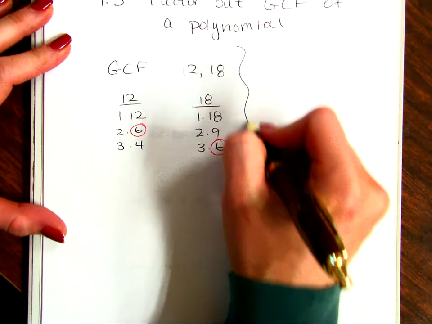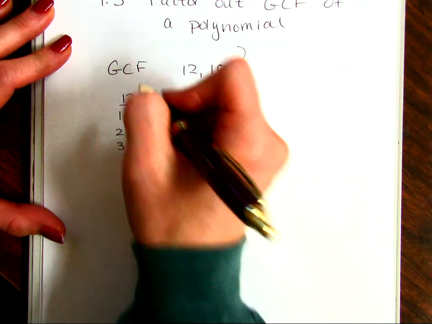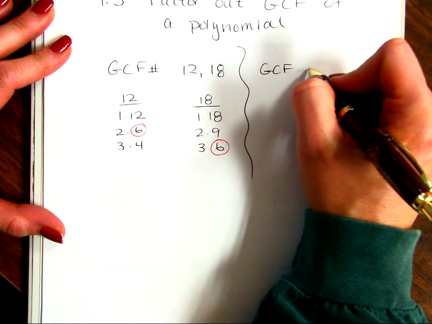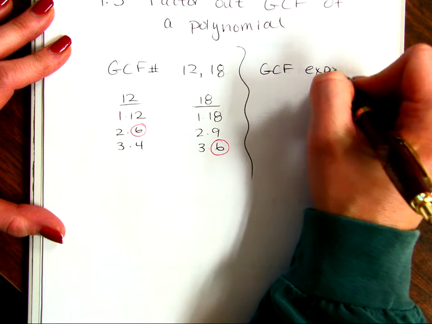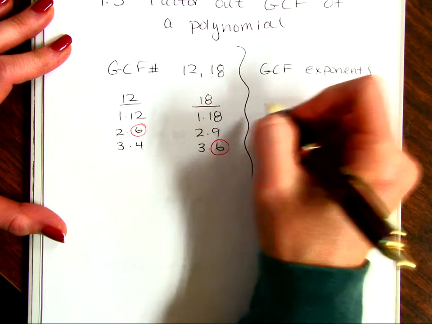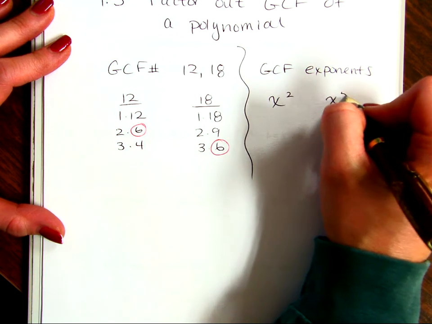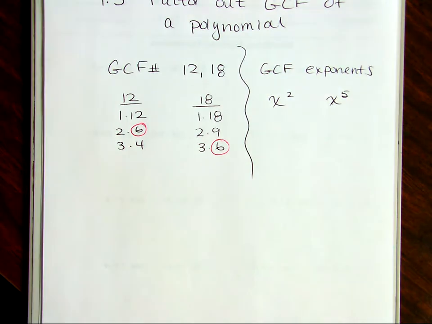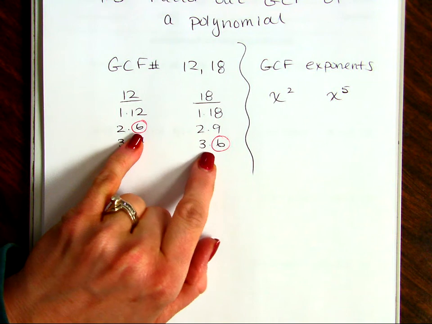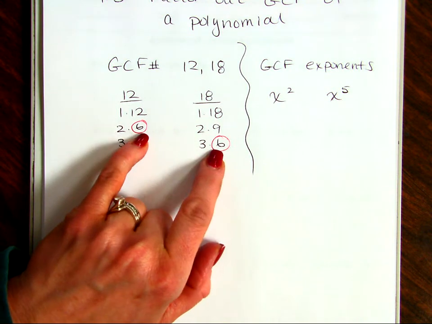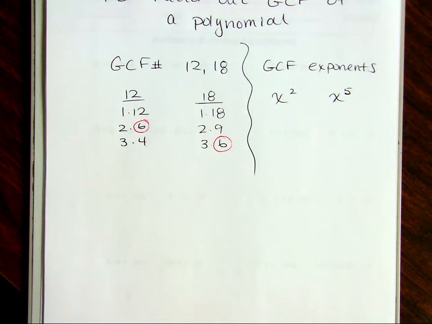In algebra, that's with numbers. This is the GCF of numbers. Now we're going to find the GCF of exponents and variables, okay? So if I were to say, find the greatest common factor of x to the 2nd and x to the 5th, that means the greatest common factor is the biggest number that they both can give me, right? The biggest number that they both can give me from 12 and 18 is 6.